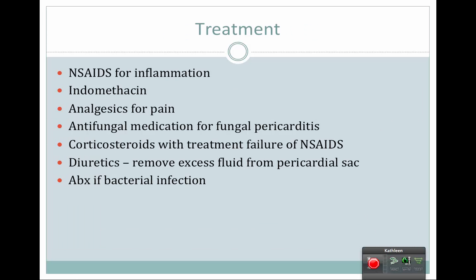This is acute pericarditis. Treatment for this is nonsteroidals, Indocin, analgesics for pain, antifungal medication if it's fungal pericarditis, steroids with treatment failure of nonsteroidals, diuretics to remove excess fluid from the pericardial sac, and antibiotics if bacterial infection.